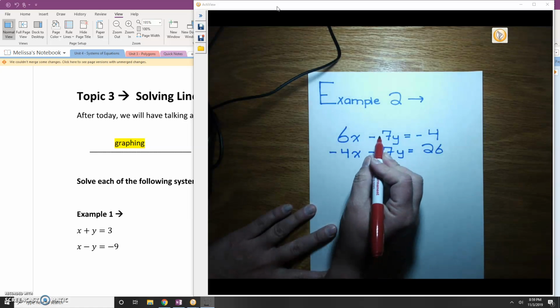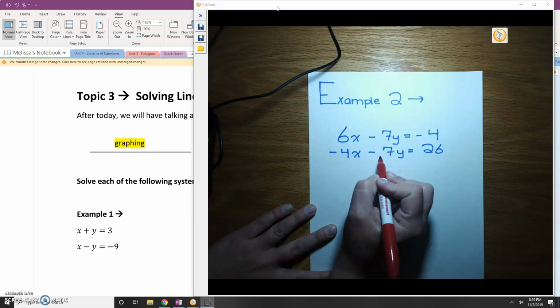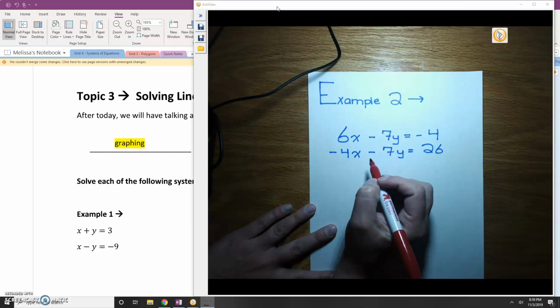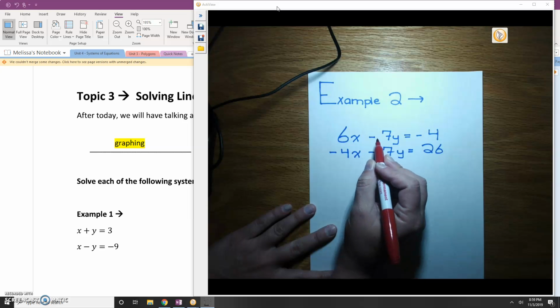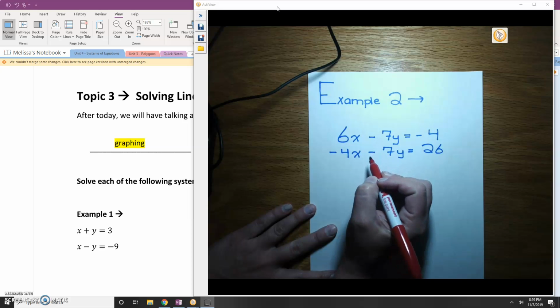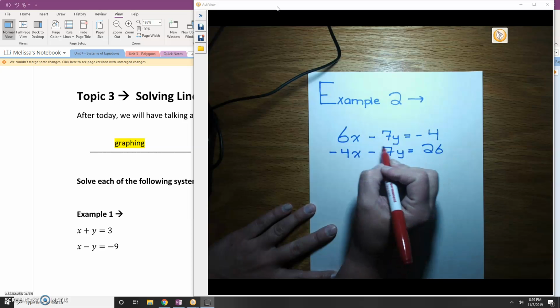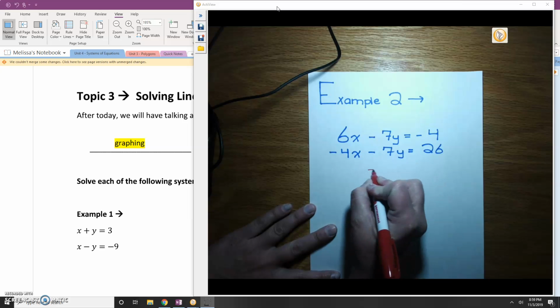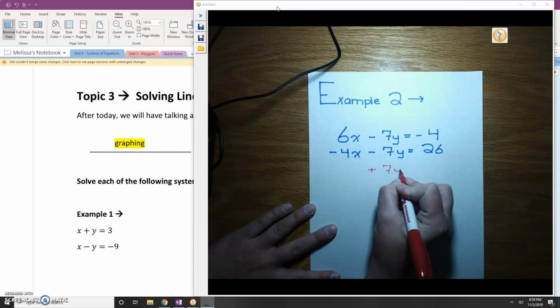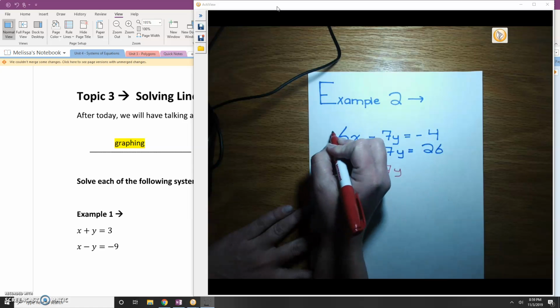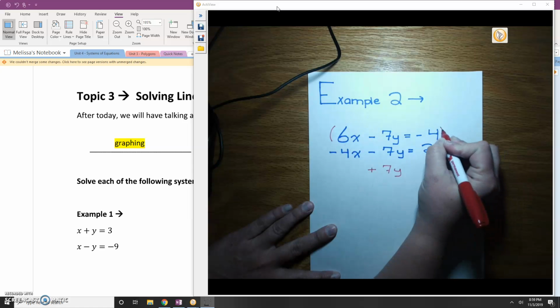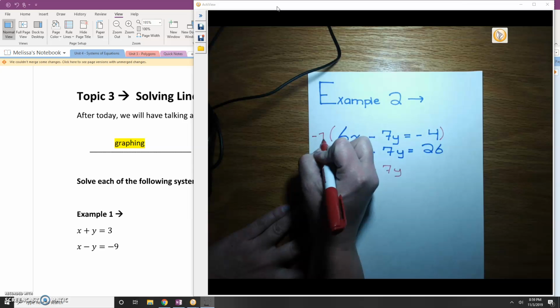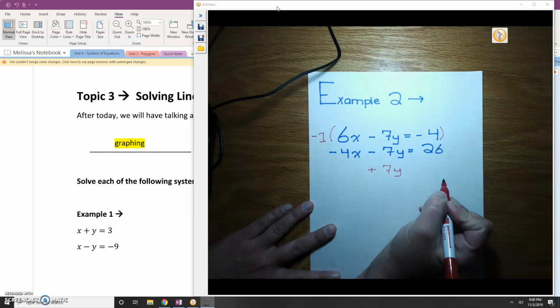A -7y and a -7y will not cancel out. If I do that, a -7 and a -7 would be a -14. So ideally, what I want to do is change one of these into a positive 7y. Now I'm just going to choose this first equation, and I'm going to multiply through by -1 here. And here's why I'm going to do that.